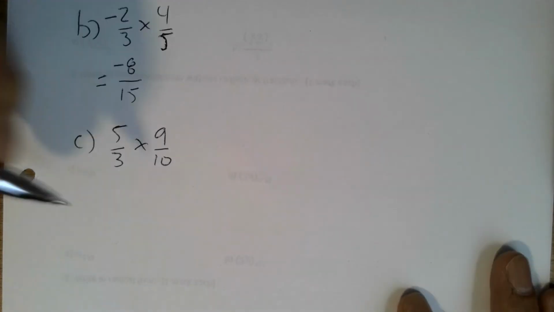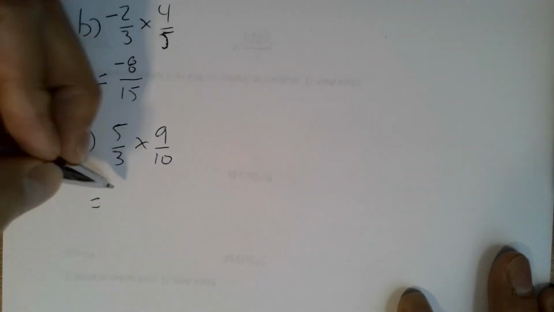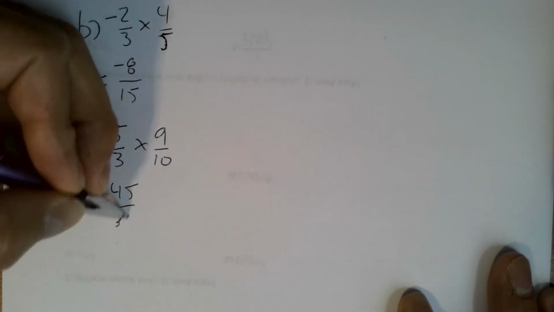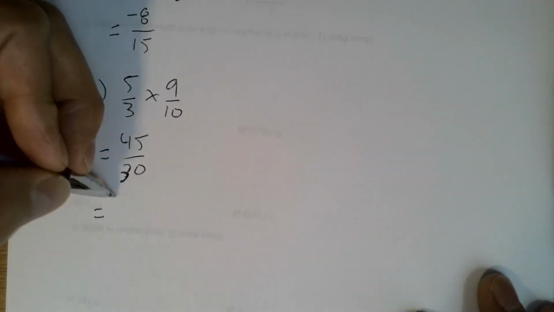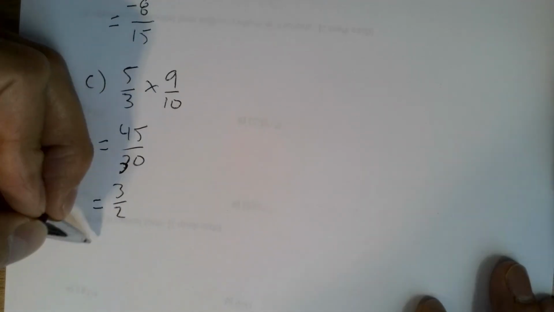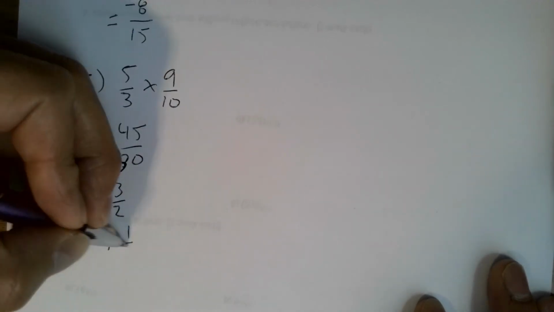5/3 times 9/10. That's going to equal 45/30. And we're never going to give an answer of 45/30 because that's not in the lowest terms. We can divide top and bottom by 15. That will give us 3/2. And for practice, we can think about that as 1.5.